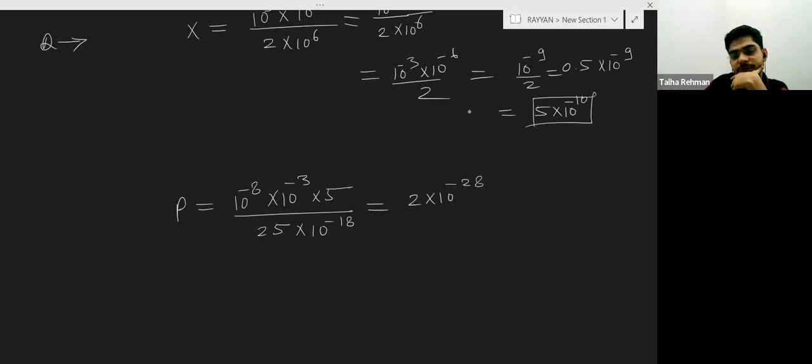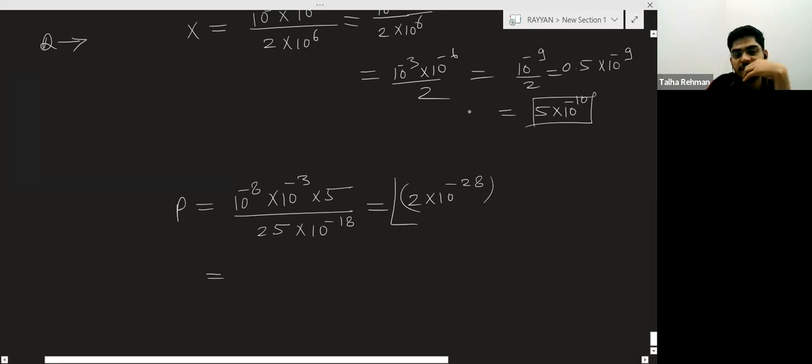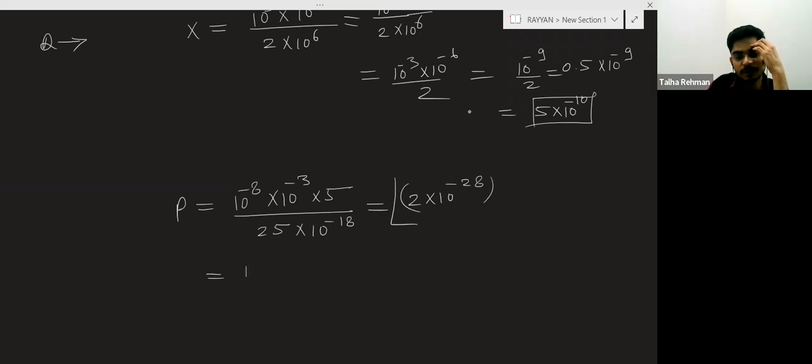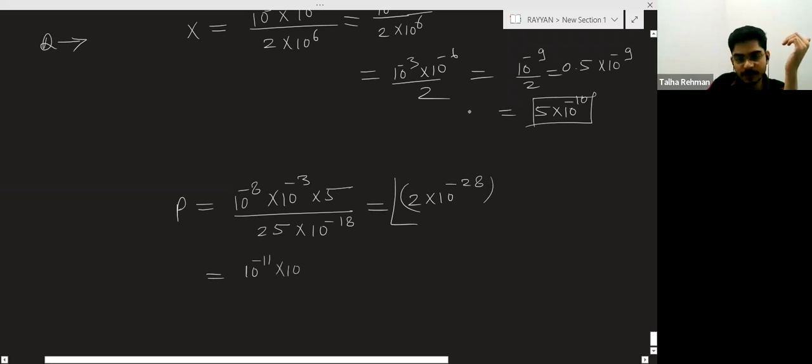Okay, we will check the answer. Now I am solving. This is your answer. So basically this is 10 to the power minus 8, 10 to the power minus 3. This will become 10 to the power minus 11 and into 5. Okay, and here this is 10 to the power minus 18. In numerator it will become 10 to the power 18. And here 5 is there. So here will be 5.